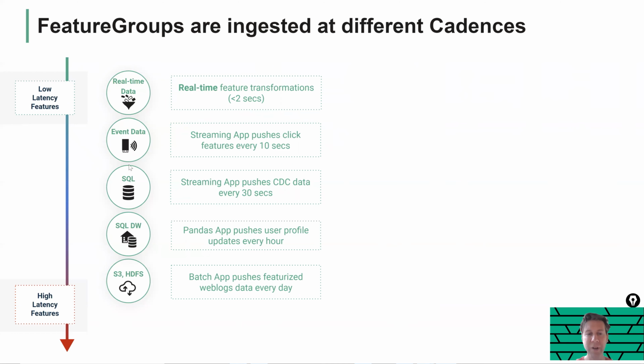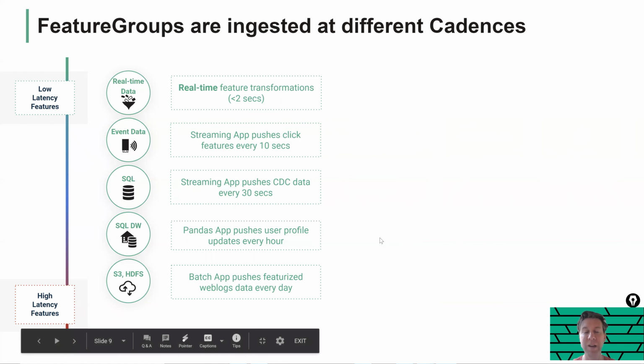You might also have operational databases that push out the changes to those operational databases every 30 seconds. So with the CDC, a change data capture API, you can have a streaming app that processes that data. You may also have a pandas application that takes changes to your data warehouses, maybe once an hour. If a new partition is written to your data warehouse once an hour, you can have a feature pipeline that will take those changes and push them again to the feature store.